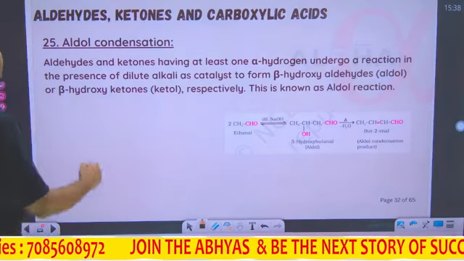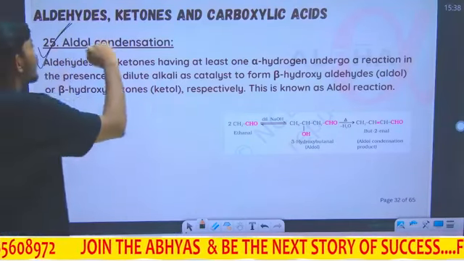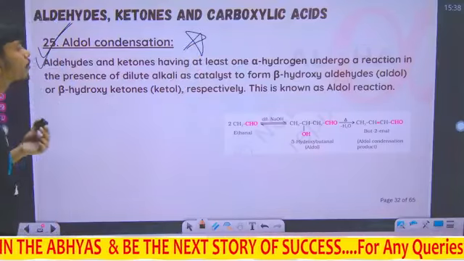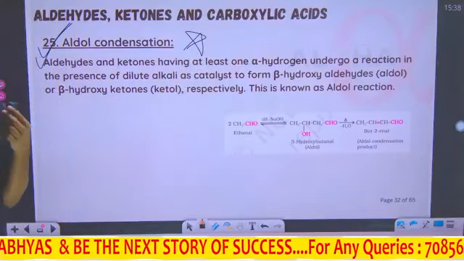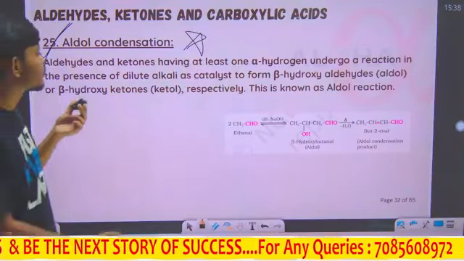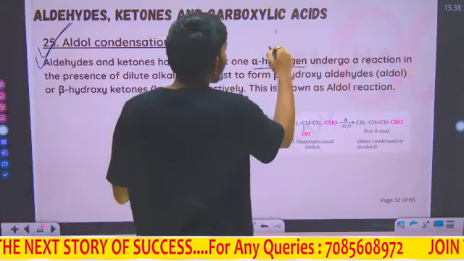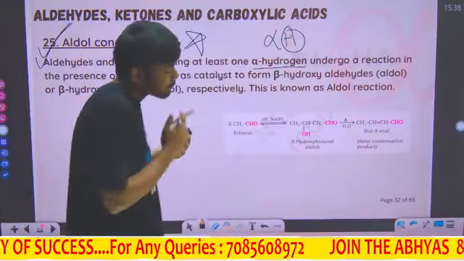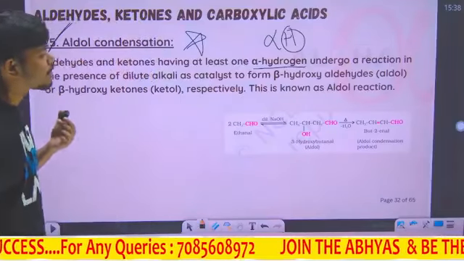We have aldol condensation, very important. Very important reaction for all the board students and all those who are appearing for entrance. Aldehydes and ketones having at least one alpha hydrogen. Alpha hydrogen is mandatory here.